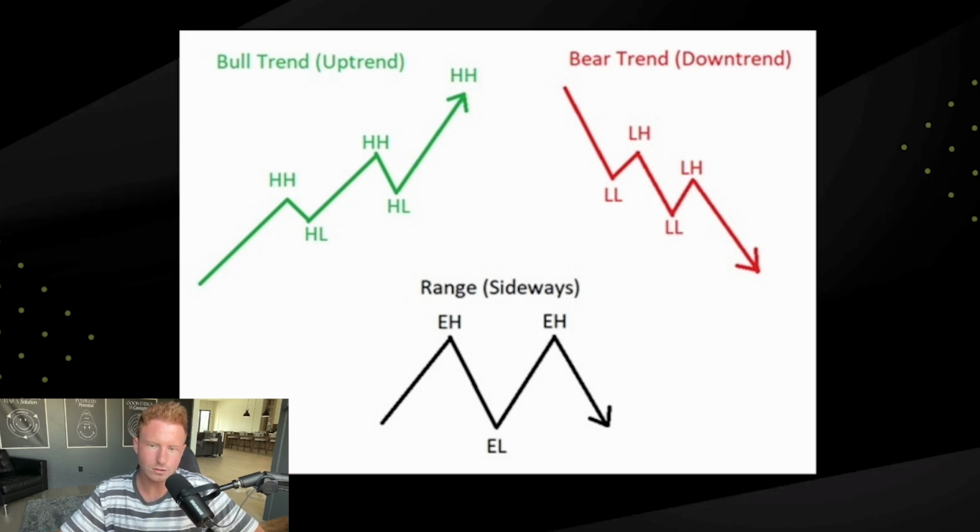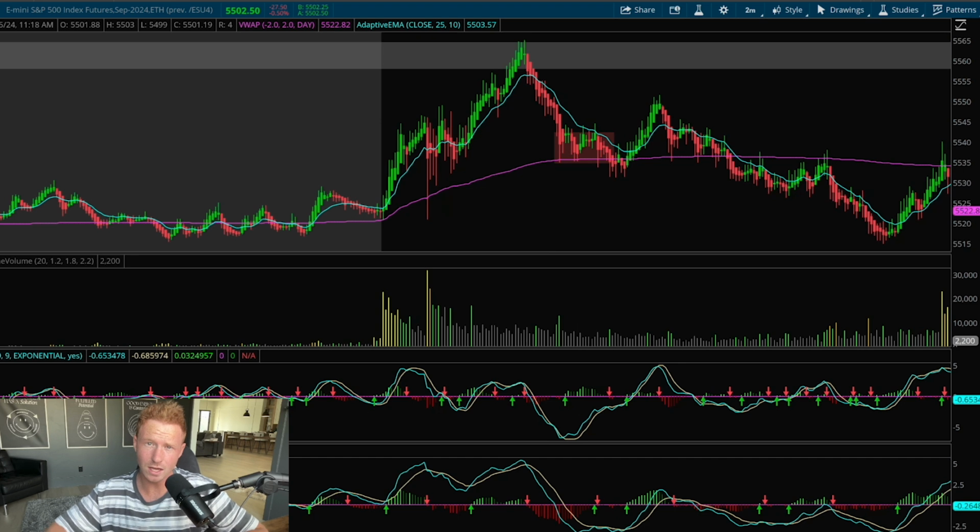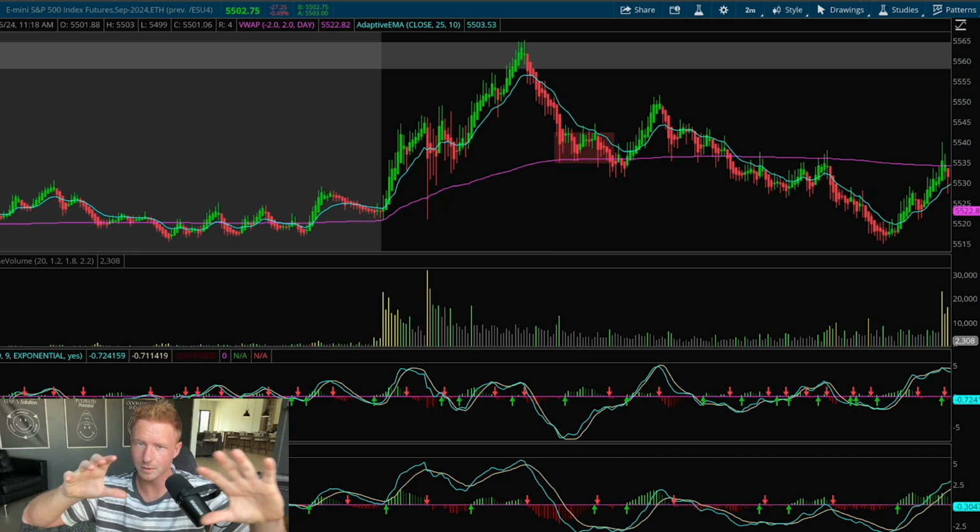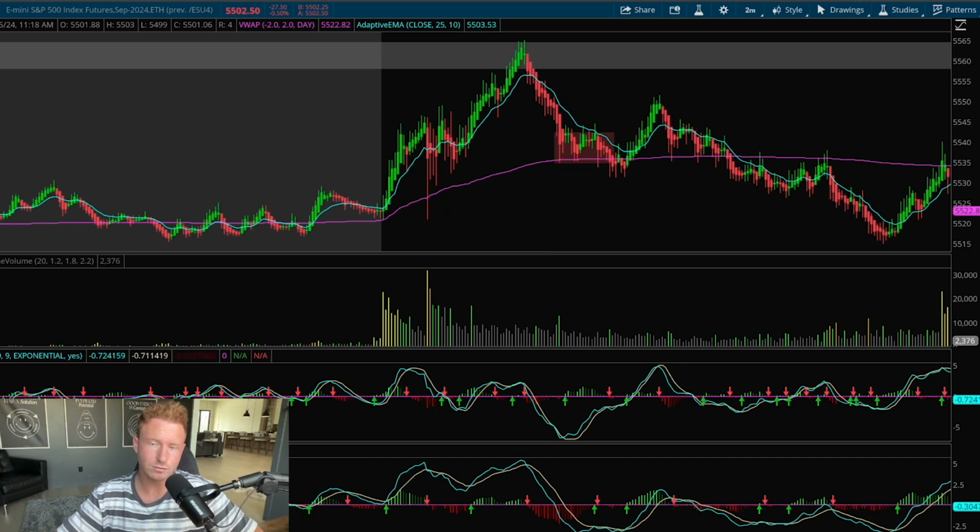Okay, and you'll see we'll do this multiple times throughout the day. Some days we'll be in a bullish trend the whole day. Some days we'll be in a bearish trend the whole day. Some days we're just going to be choppy. We're going to be switching, right? And this is why it's important to adapt with the market and be able to read it.